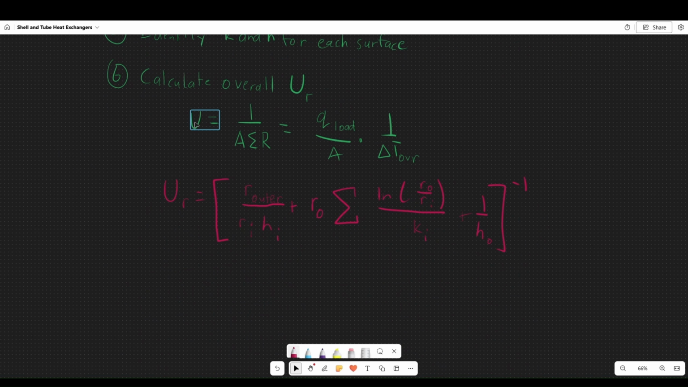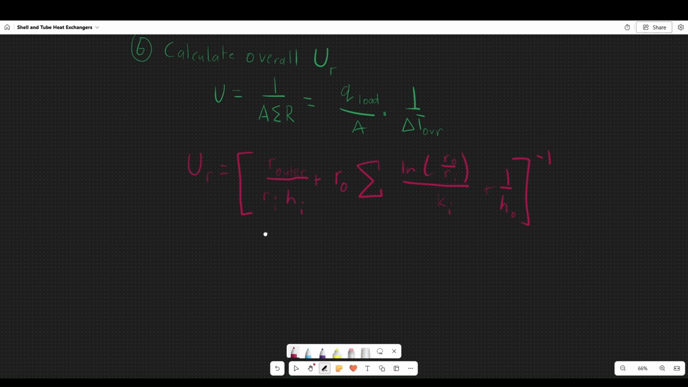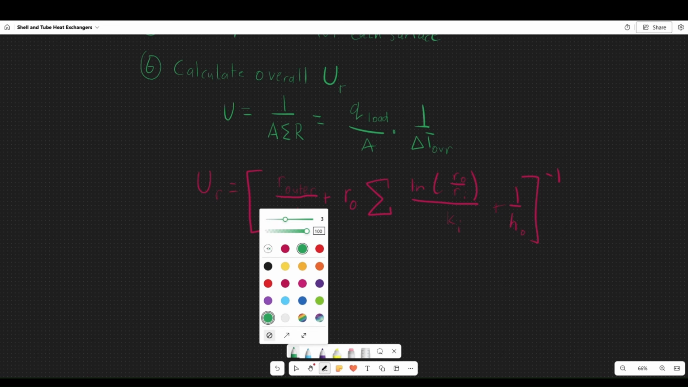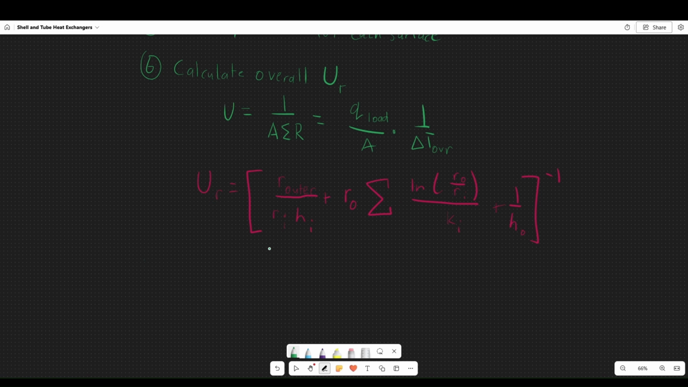Sometimes though, U will just be given to you. So that simplifies things. But just in case you need to calculate it. And then one of the last few steps we have is to basically calculate the TLM, the log mean temperature. So calculate TLM. And so you might be asking, okay, what is TLM?